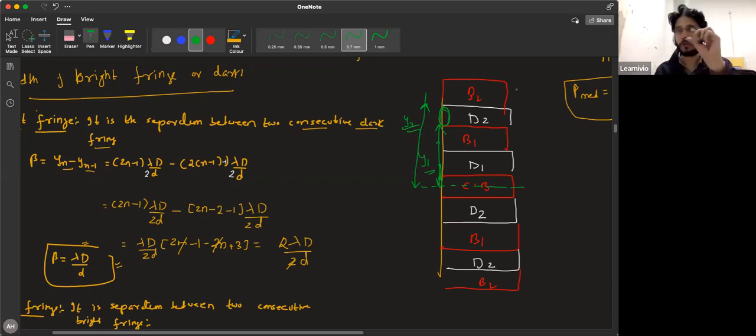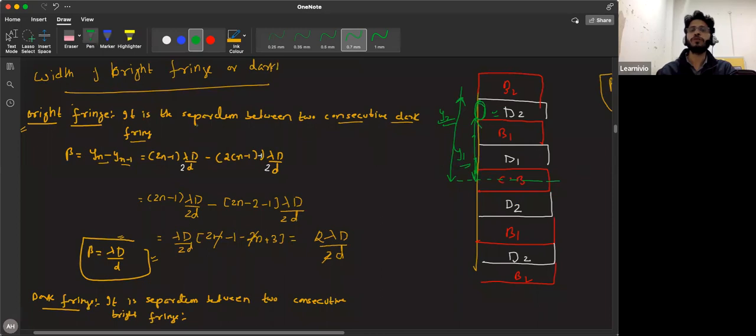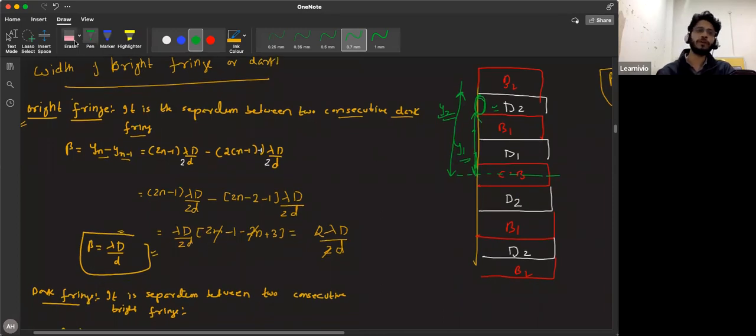I'm again repeating, I'm drawing very wide fringes, but these fringes are just like lines. So if you want the width of the dark fringe, you will take two consecutive bright fringes and subtract their separation. Like to get the width of the second dark fringe, you will subtract the separation of the first bright fringe from the second bright fringe. If you want the width of the third dark fringe, you will take the third bright fringe and second bright fringe and subtract their separations, and you will get the width of the third dark fringe. So fringe width is the separation between two consecutive dark fringes. This is the width of the bright fringe.